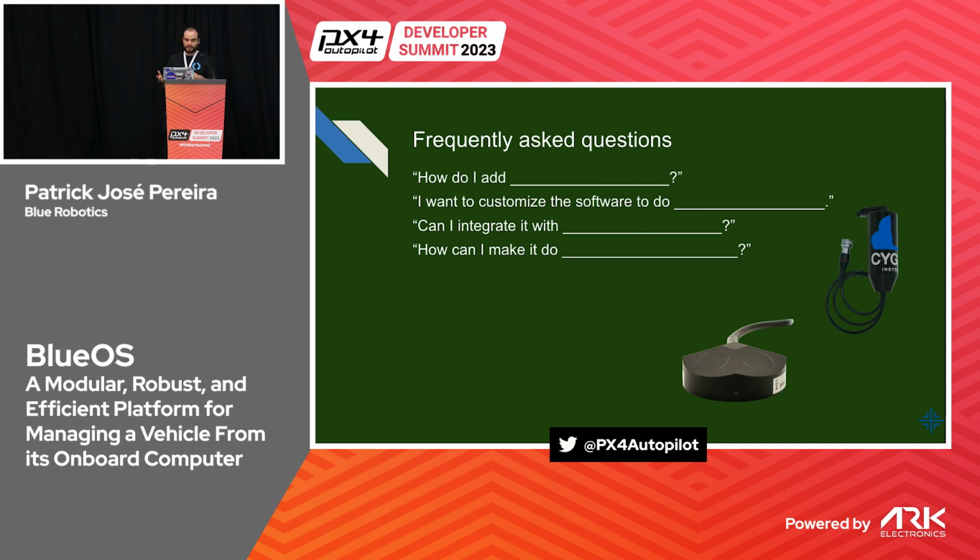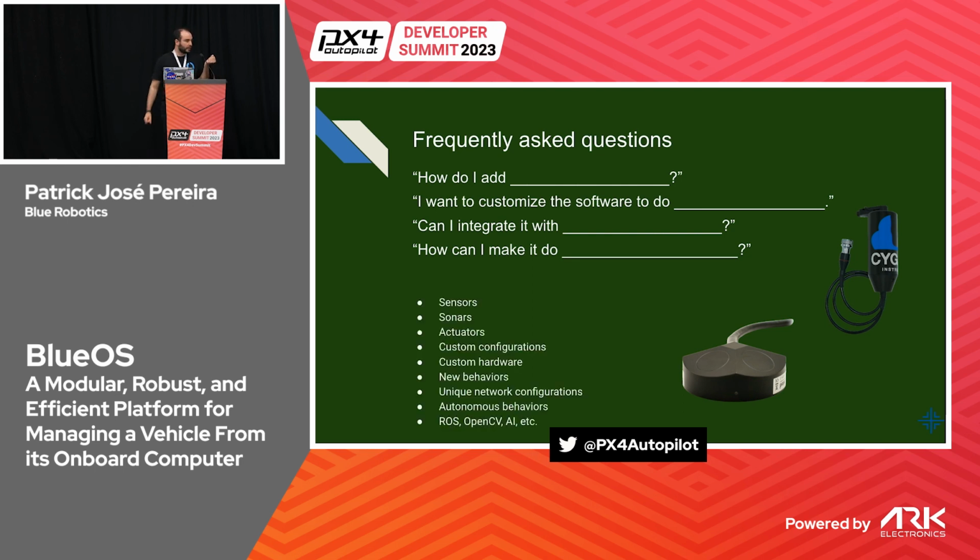And sometimes when you have a system, it's really hard to think how you can integrate a specific sensor that is really complex, or just create your Python script and make everything work. So we have these questions for sensors, sonars, actuators, different configurations, different behaviors of the system. People just want to make a system that's totally autonomous. And also ROS, OpenCV, OpenAPI integration. For a manufacturer, supporting everything is really hard.